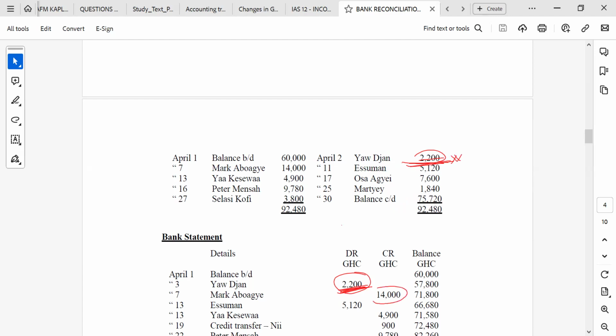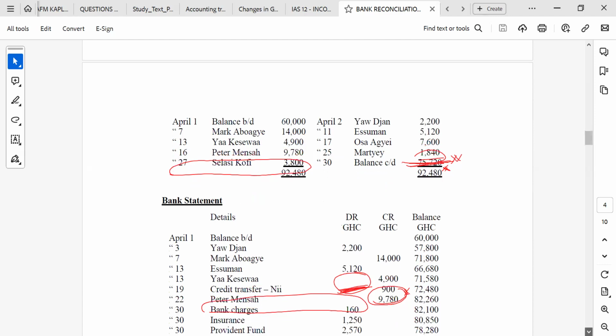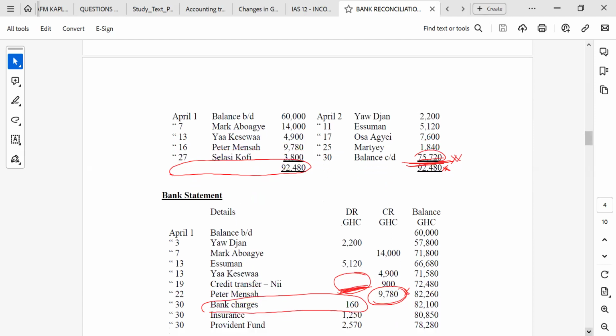Let's come to this place. We have Mark Abuaji, 14,000. This is credit. So if you come to the debit side over here, can we have Mark Abuaji over here? Yes, sir. Okay, so it means that this check has been credited, so it will not become uncredited check. Let's come to this one. We have a Suma, 5,120. Can we see the same figure on the credit side? Yes, sir. This has also been presented for payment. So those transactions have been captured. Okay, so that is how you mark it.